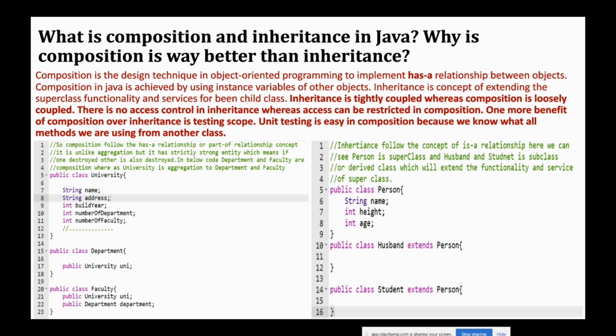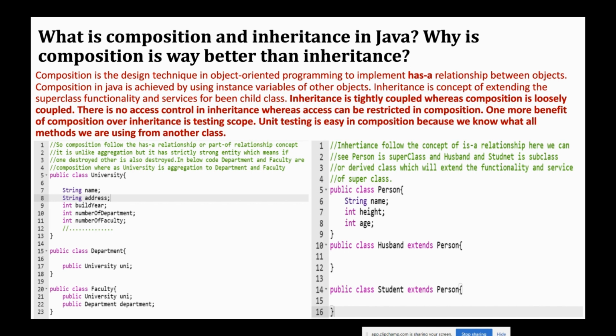On the left hand side, the code is designed for composition, where we are injecting classes as data types into another class. Composition follows the has-a relationship or part-of relationship concept. It is unlike aggregation, but it has strong entities, which means if one is destroyed, the other is also destroyed. In the code below, department and faculties are the compositions, whereas university is an aggregation to department and faculties.